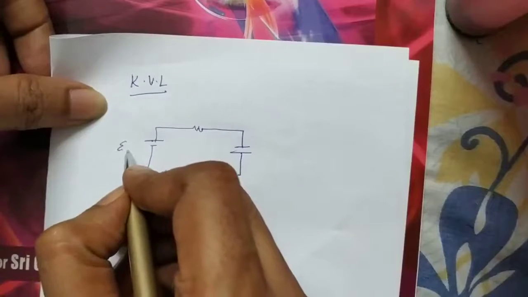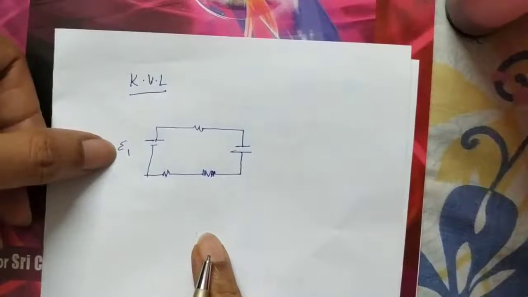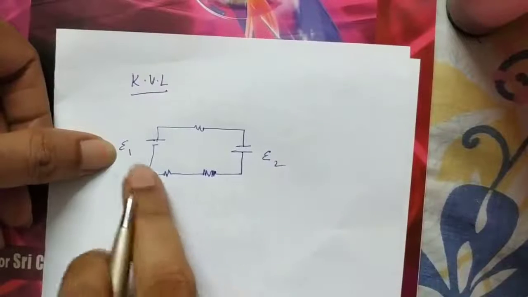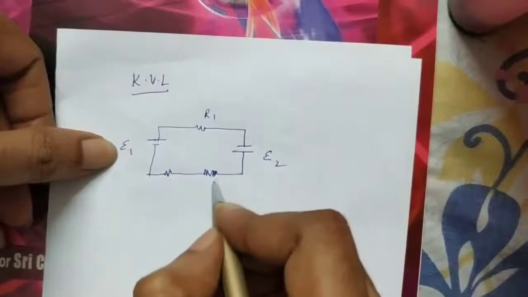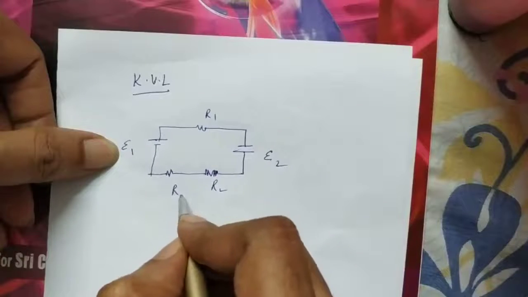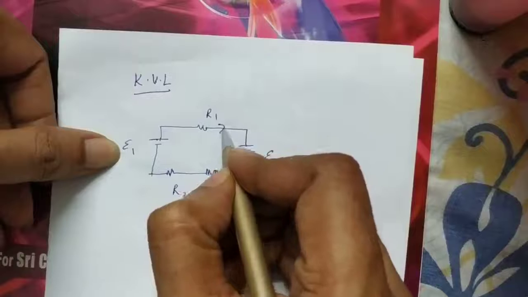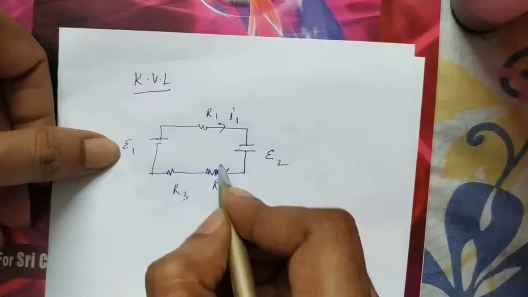There is a potential cell. Sometimes potential is represented with E. E represents EMF, electromotive force. Two cells are there, their potentials are E1 and E2. Resistors R1 and R2 are there, and an R3 resistor is there. Suppose that due to these cells, some current is set: here I1, and here the current is I2.